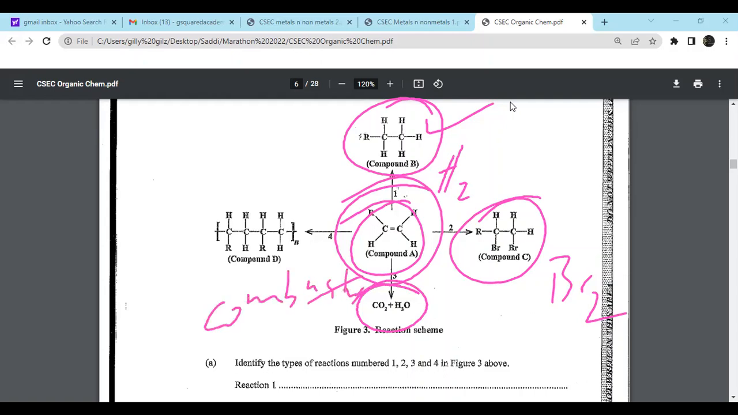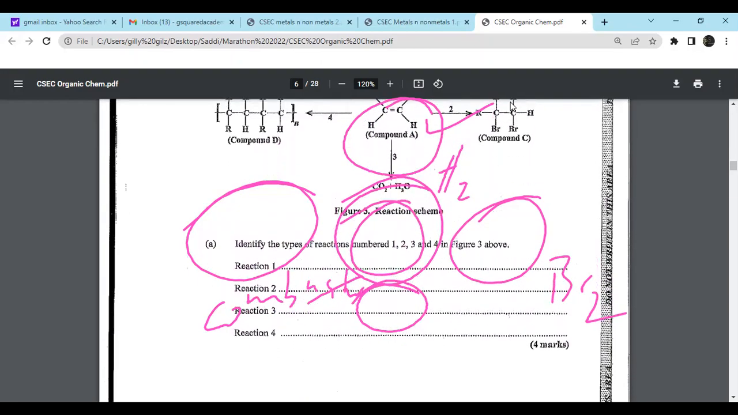Okay, that's combustion. And then over here, you have this species. Once you see the species and the square brackets with the N right there, it's a polymer. Okay, this is a polymer of compound A. They shouldn't give you anything about polymers because they didn't say that's going to be on it, but who knows. Right, anyway, so let's see what the questions are asking us now. So let's see what the questions are.